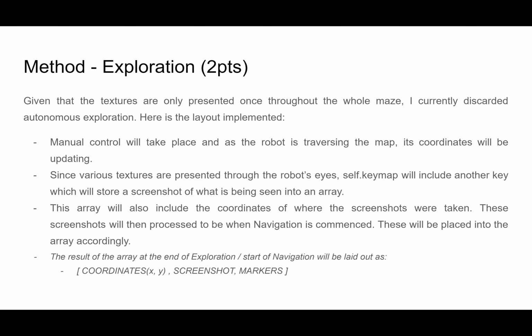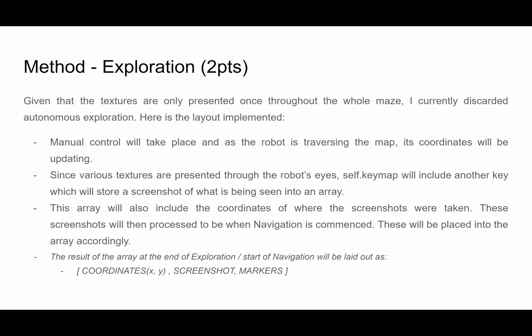So for exploration, this will be totally manual control. As the robot is traversing, my coordinates will be updated, and it will only be stored once I press the spacebar. The reason I press the spacebar is to capture what the robot is seeing at the moment. And all this information is going to be stored into an array.